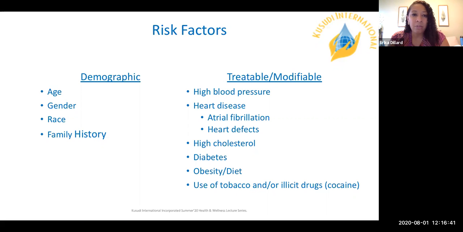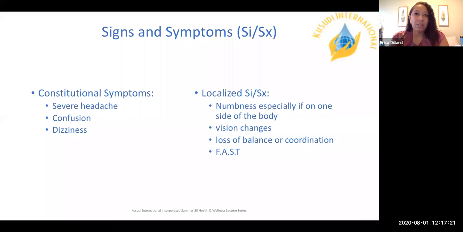And so moving on from demographic risk factors, thinking about your treatable and modifiable risk factors. These are things that you can actually do something about with your healthcare team to change your risk of developing a stroke. Excuse me, and those range from high blood pressure to heart disease, to high cholesterol, diabetes, obesity and diet, which can be modified through exercise and what you eat. Also, smoking is a huge risk factor for stroke, and the use of illicit drugs, specifically cocaine, can increase your risk of developing a stroke.